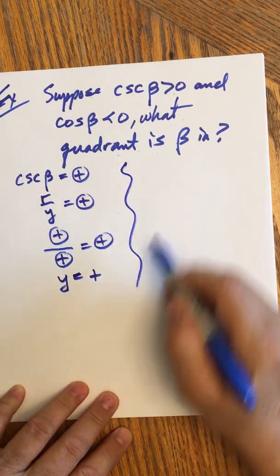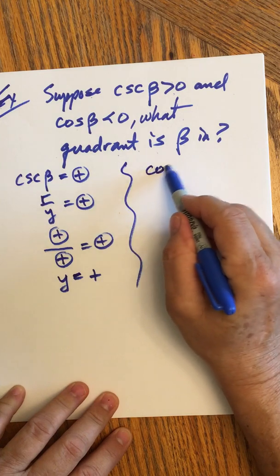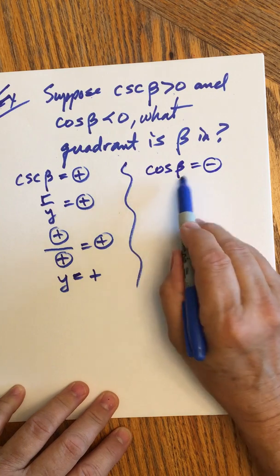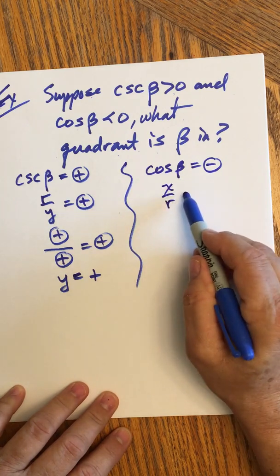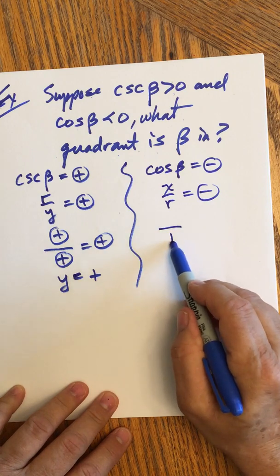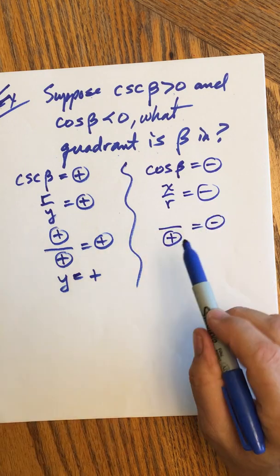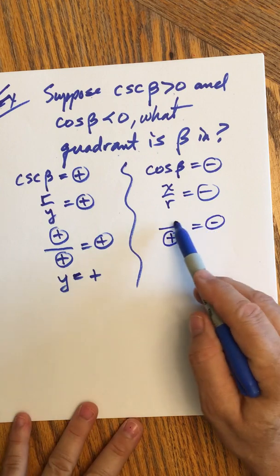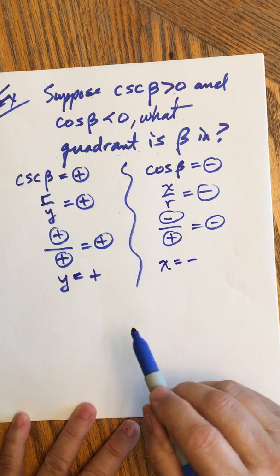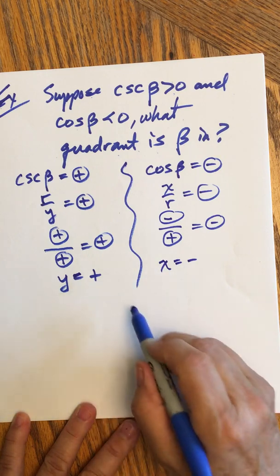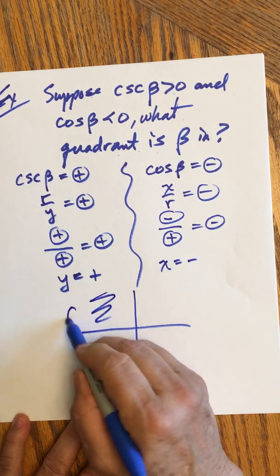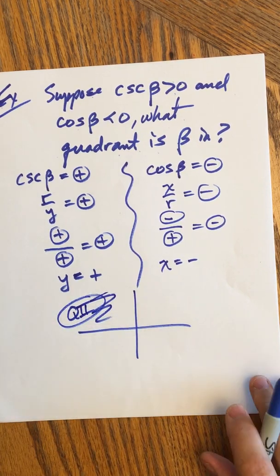And then here, using the other piece of information, cosine of that same angle is negative. But cosine is defined as x over r. So I know that r is always what? Positive. So the only way I could get a negative ratio is if x is also what? Negative. So now I know x is negative. So now if I have that x is negative and y is positive, I'm somewhere in here, I'm in quadrant 2. Okay.